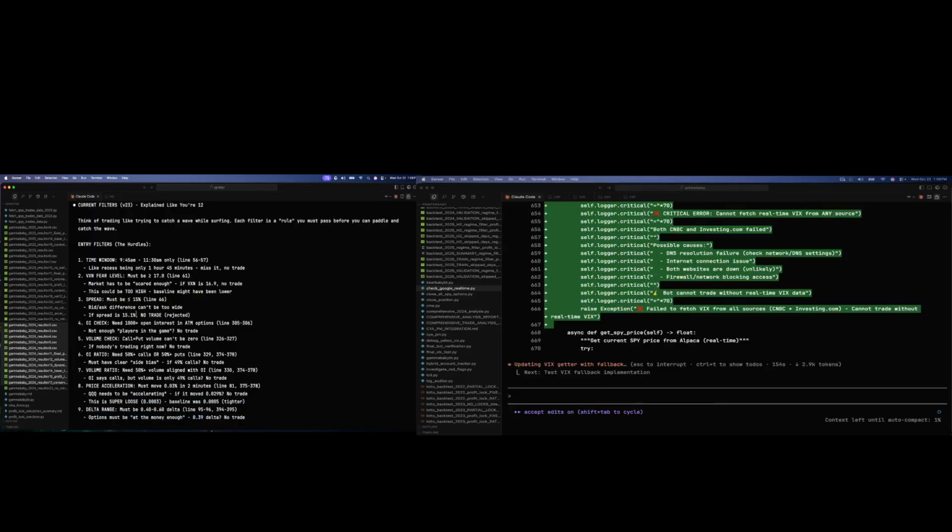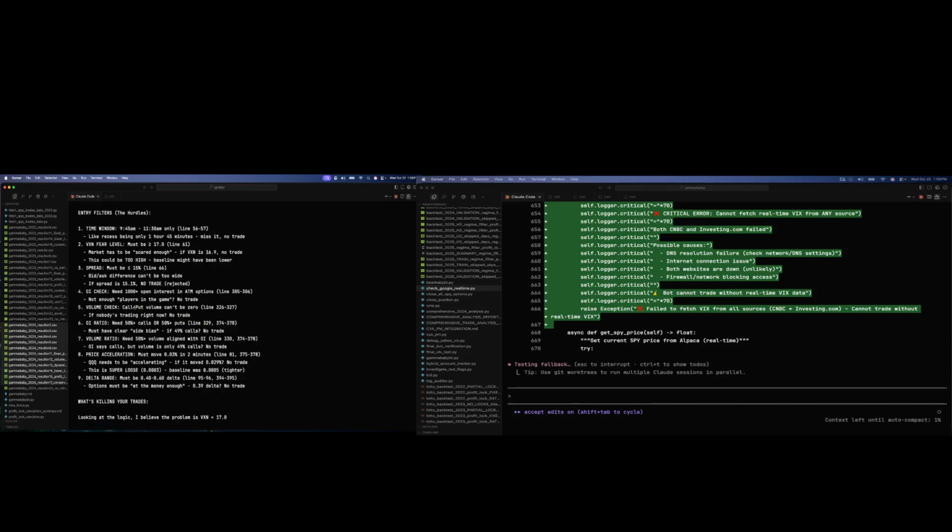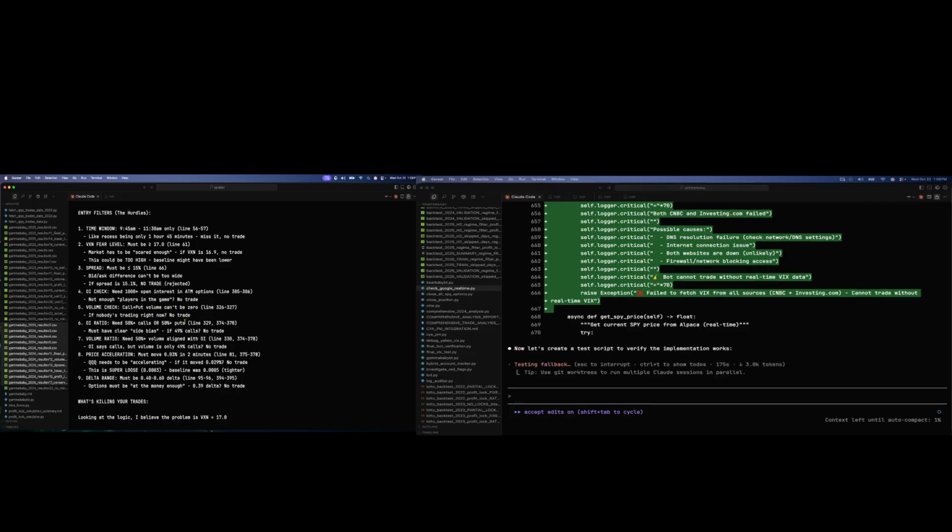The bid-ask is the difference. It can't be too wide. If it's 15.1, no trade, rejected. The open interest is checked. It needs 1,000 open interest in the money. Enough players in the game, or no trade. The volume check: the call plus put volume can't be zero. If nobody's trading right now, no trade.